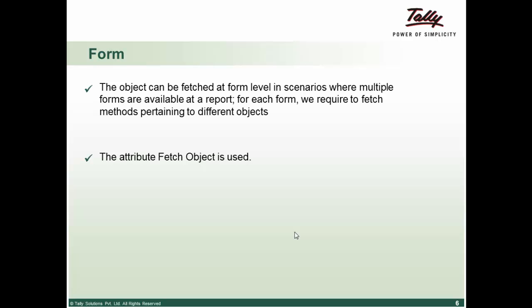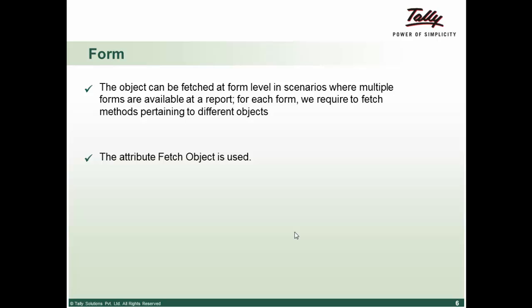Similarly, at form level, you can fetch multiple objects. In a report, there are multiple forms that are getting created. So there is a possibility that for one form you require a different object, and for another form you require a different object. At each form you can specify the required object that you need, and then the subsequent parts and lines will inherit from it, and you will be able to use values from those fetched objects. So a report A may have form 1 and form 2.